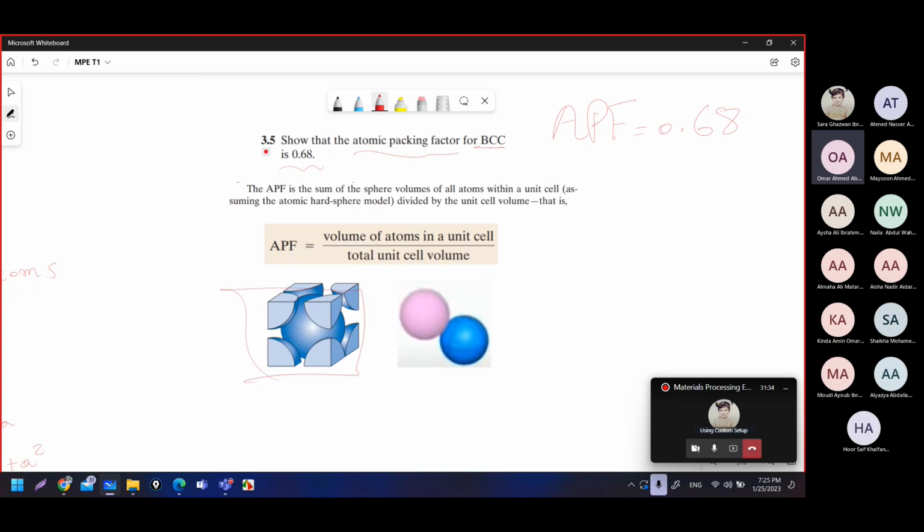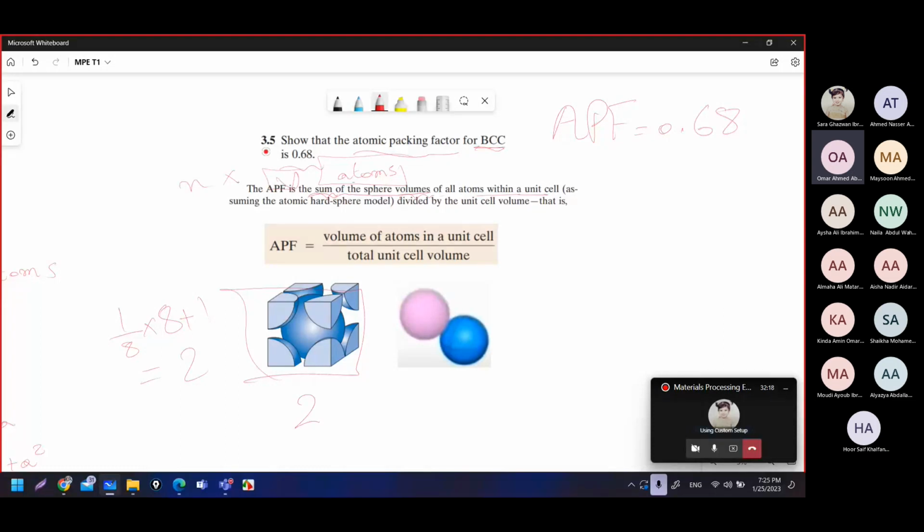The atomic packing factor is the sum of sphere volumes. We said that we represent atoms as spheres. So it is the sum of all the sphere volumes. We have atoms, and each atom has a volume. So the volume of one atom times the number of total atoms will give you the total volume of all atoms within a unit cell. Here he said BCC. We know that for BCC we have only 2 atoms: 1/8 times 8 plus the atom inside the cube, so I'll have 2. So I know the number of atoms is 2.